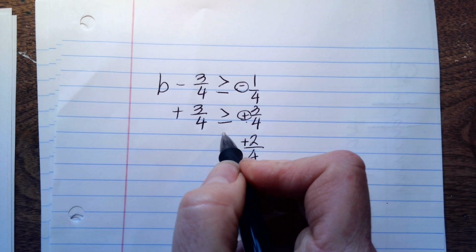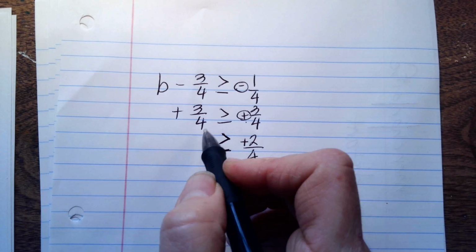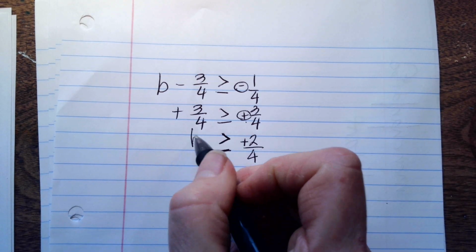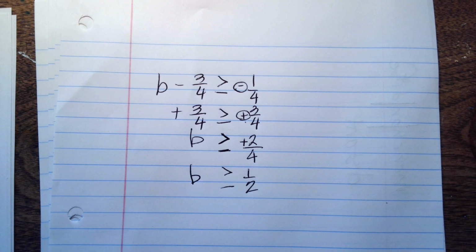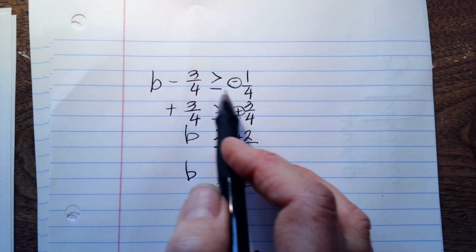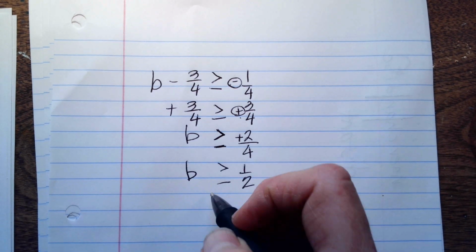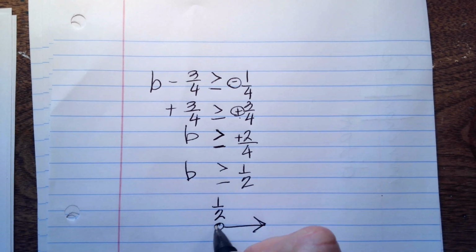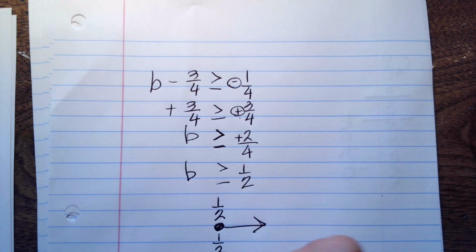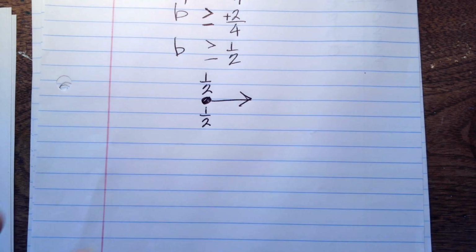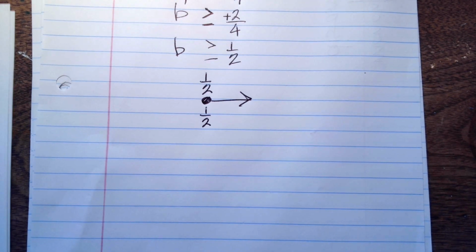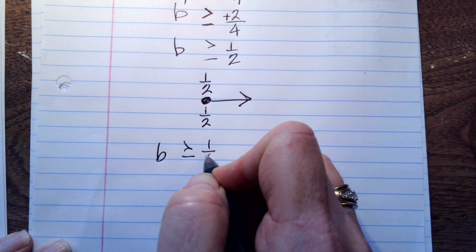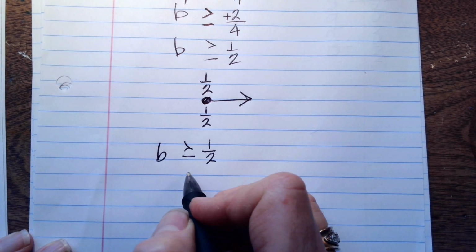I do not switch this because I'm not multiplying or dividing by a negative number. I'm adding and subtracting. Then my arrow is going to go this way. It's going to be closed and it's going to show it as 1/2. B is more than or equal to 1/2.